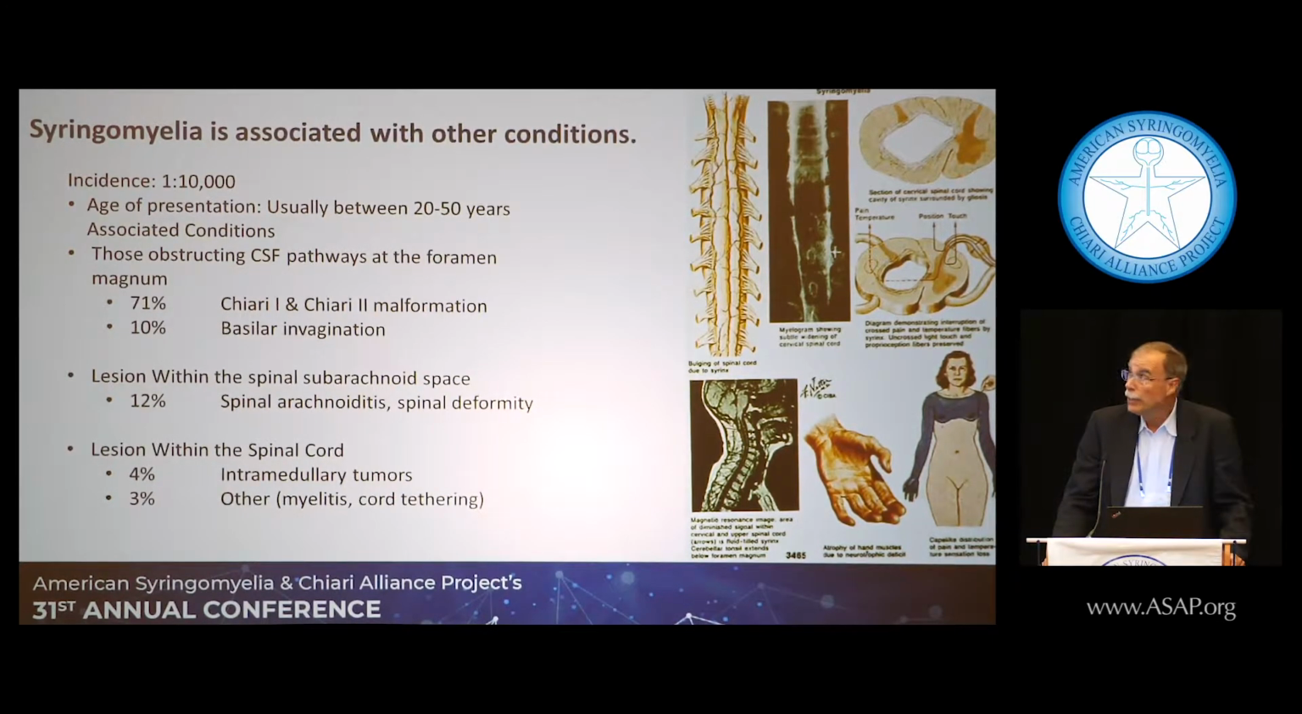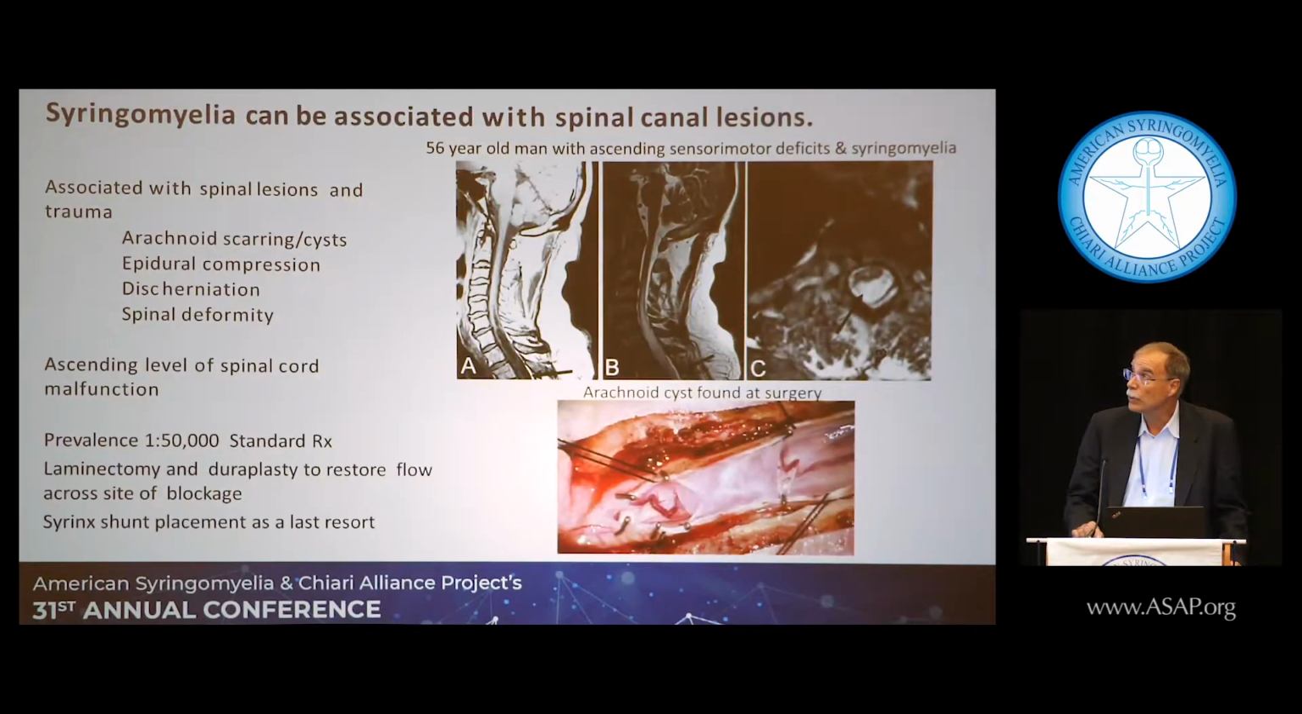Associated with the Chiari is basilar invagination, and we can talk about that. And then some people have lesions not at the craniocervical junction, but in the spine, and about 12% of the people have that. And then there are other people who have intramedullary tumors or what's called myelitis, which is from multiple sclerosis.